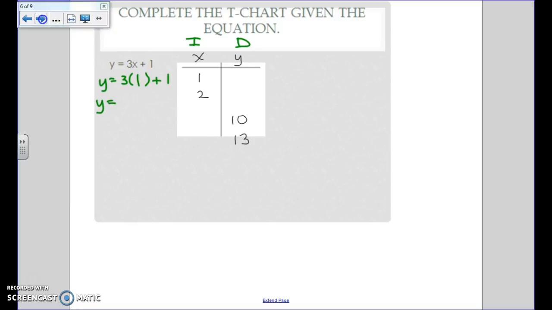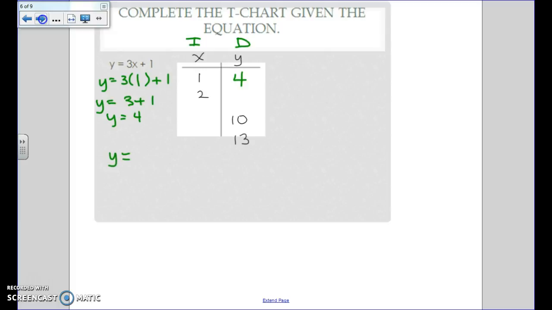Y equals 3 times 1 is 3 plus 1. So y equals 4. So the y value is 4. All right, so basically we're just solving this one-step equation, but we already had the value that we're looking for all by itself. We just need to simplify. Again, let's do it again.